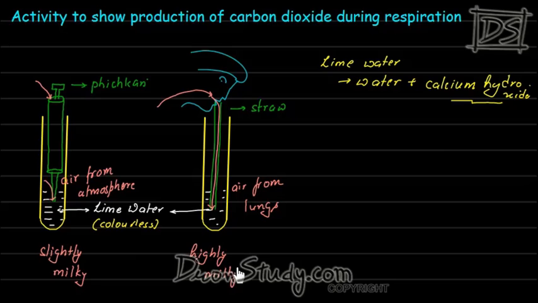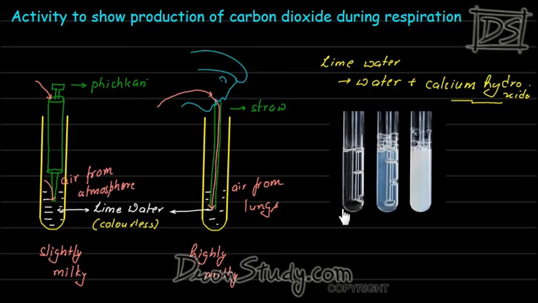Okay. So what is the meaning of being milky? Let me tell you. See this photograph over here, students. The liquid that you can see in this first photograph is actually lime water. As I had told you, lime water is colorless. In this test tube, the lime water becomes light milky, slightly milky. And the lime water that is in this test tube, students, gets much more milky. See this one. This is highly milky.